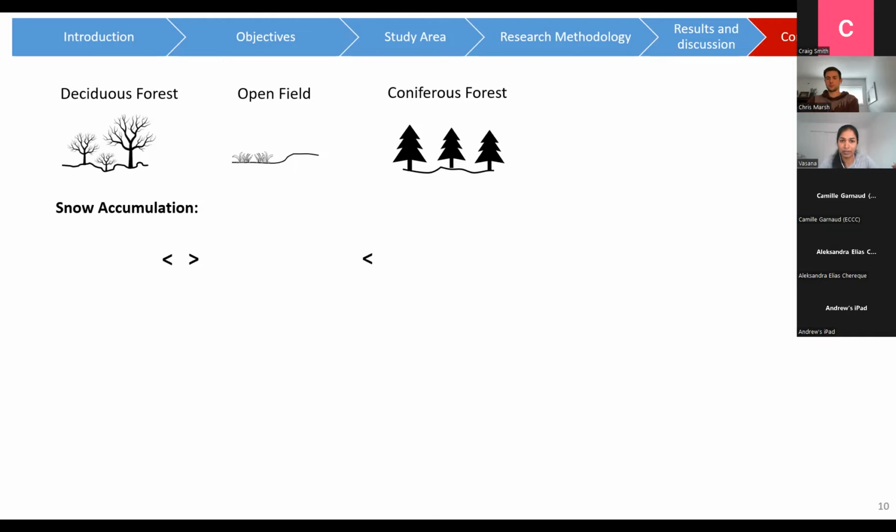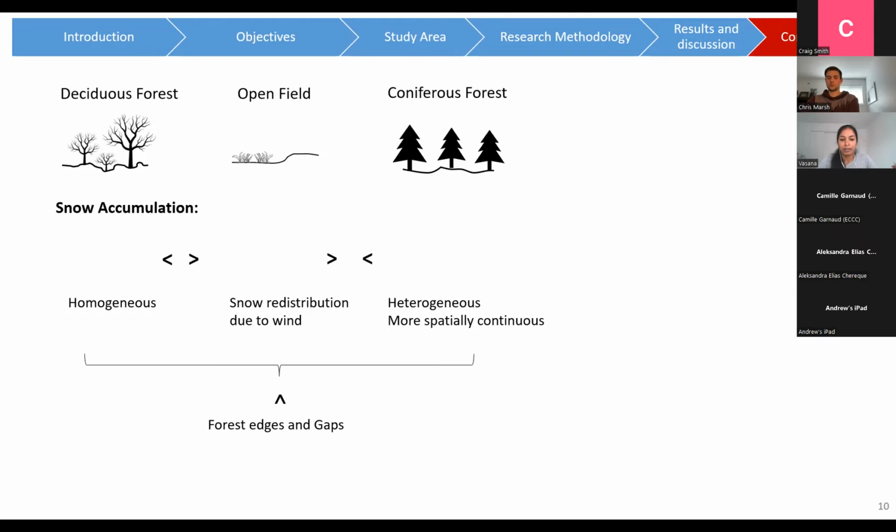And the adjacent open fields accumulate more snow than the coniferous forested environments. From the spatial correlation analysis, we found the deciduous environment snowpack is more homogeneous, whereas the snowpack in the coniferous environment seems to be more spatially variable or heterogeneous and more spatially continuous. And the snowpack in the open field seems to have a prominent effect from snow redistribution due to the wind speed. As well, the forest edges and the forest gaps seem to accumulate more snow than all these environments.